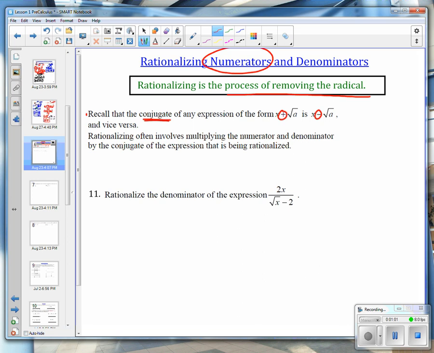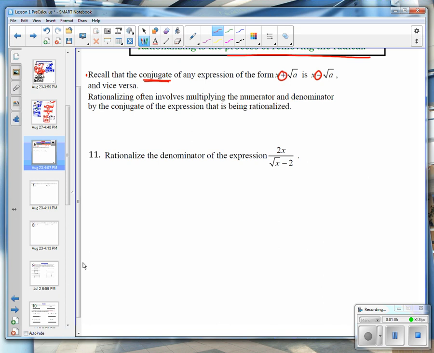So for 11, it's saying rationalize the denominator of the expression. So denominator, we're looking at our base here. And notice that I've got root x minus 2. So according to this up here, all we're doing is changing the sign. So this is going to become root x plus 2. But of course, what I do to the bottom, I have to do to the top. And again, this whole idea is to allow us to get rid of that radical in our denominator.